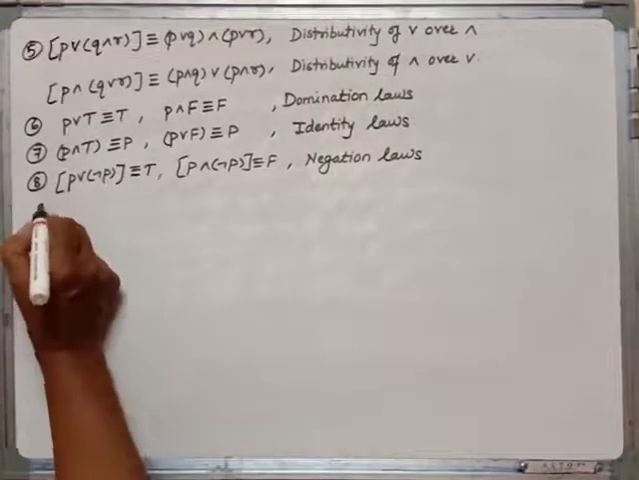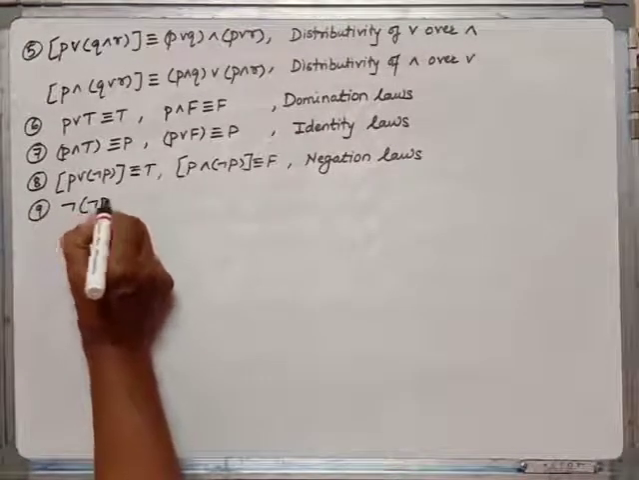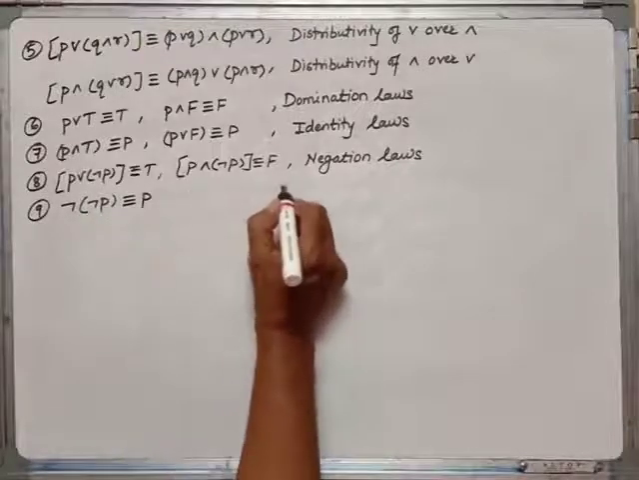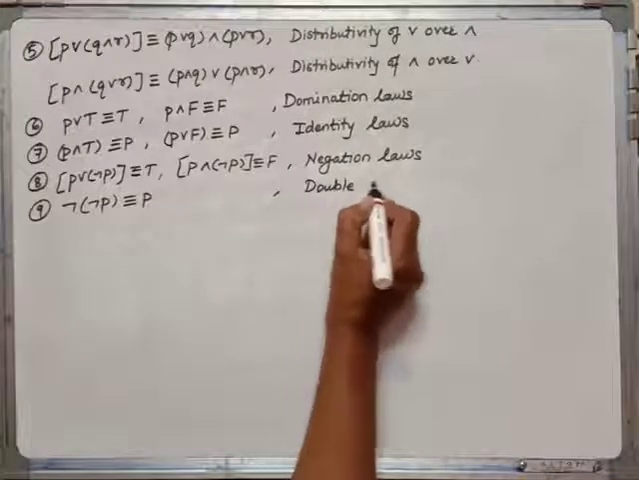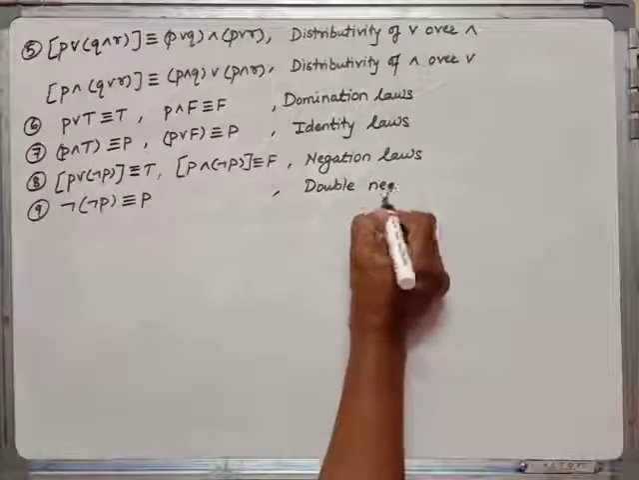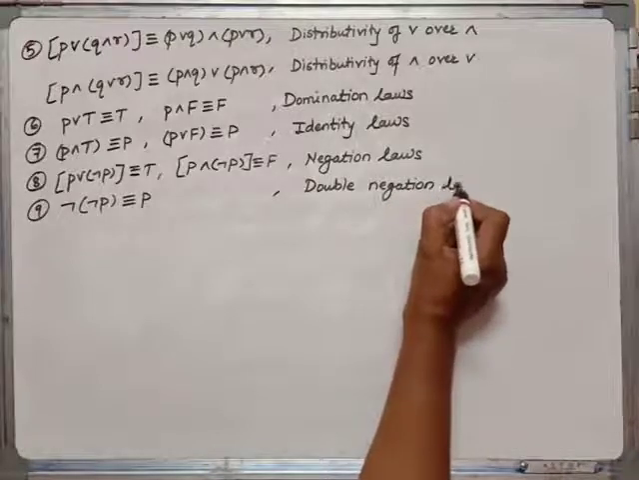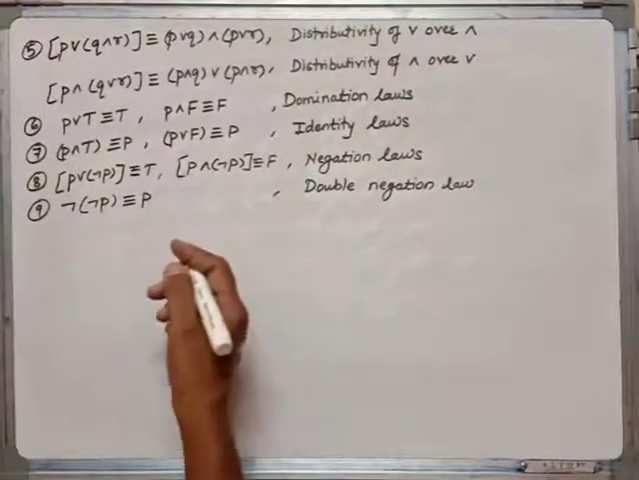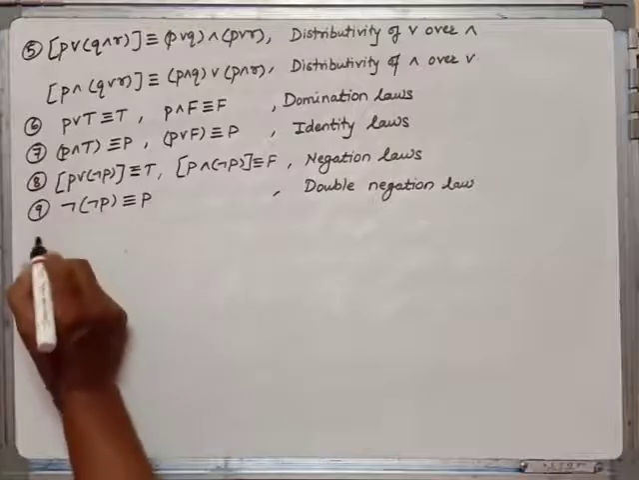Now next one, negation of negation P is equivalent to P. This is known as double negation. You know from set theory, if we take complement of complement, then it gives the same. Similarly here, negation of negation will give the same.